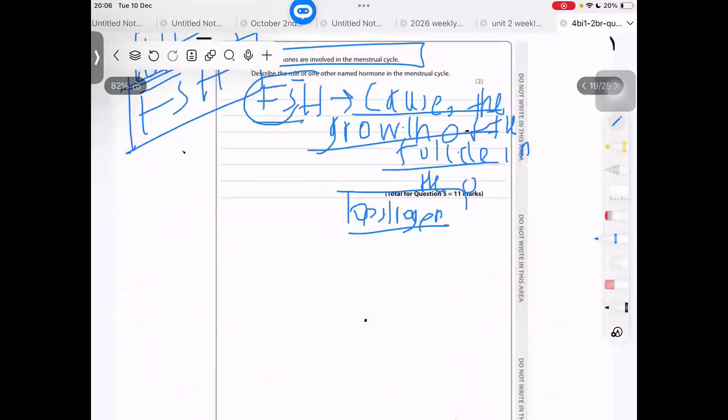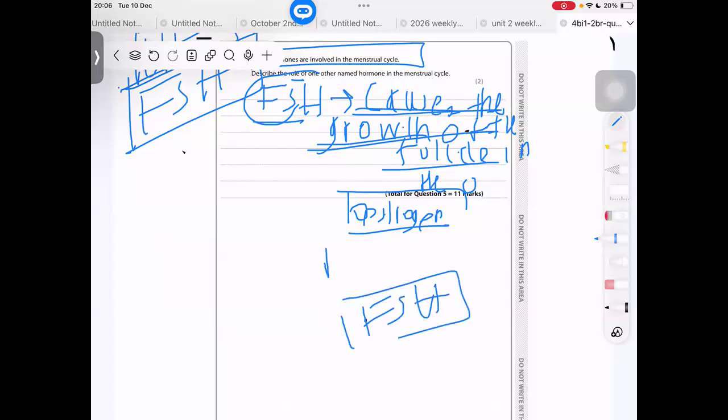Anyways, you can see FSH causes the growth of the follicle in the ovary. Not just that, it also releases estrogen. The follicle stimulating hormone releases estrogen. But did you know estrogen inhibits FSH? Estrogen will inhibit FSH, but FSH will stimulate the release of estrogen. That's an important point.